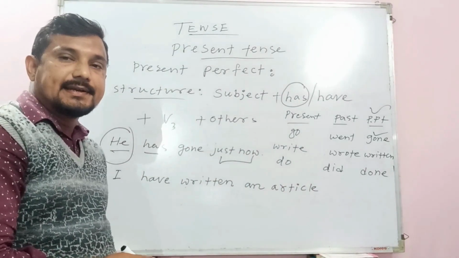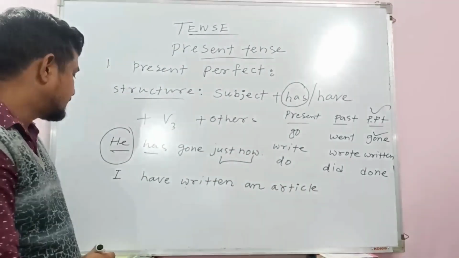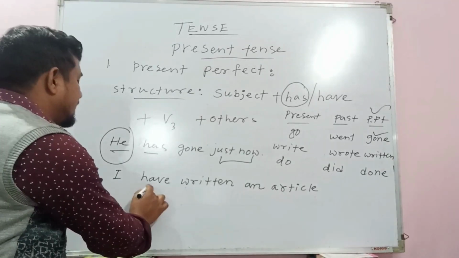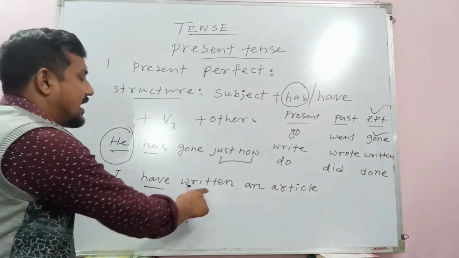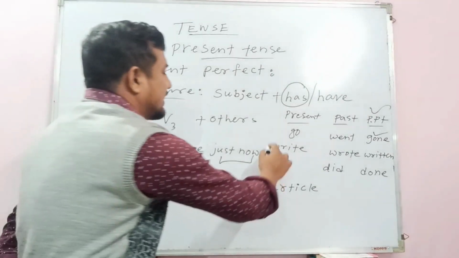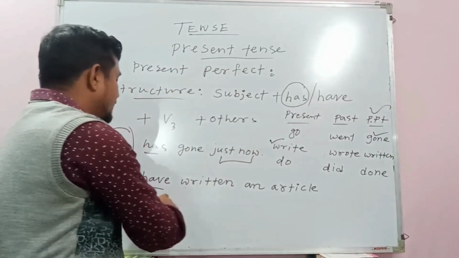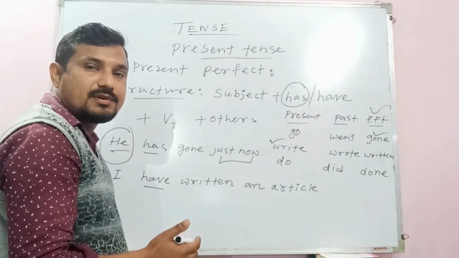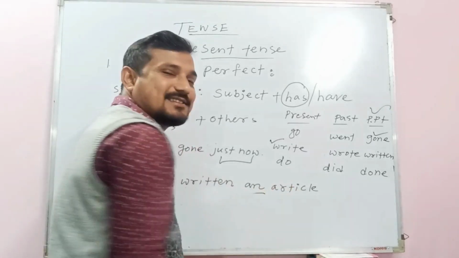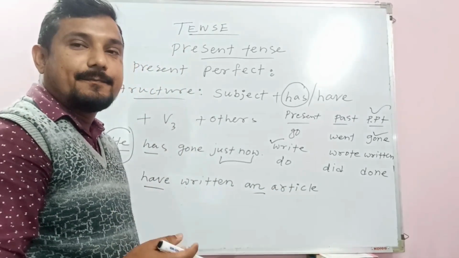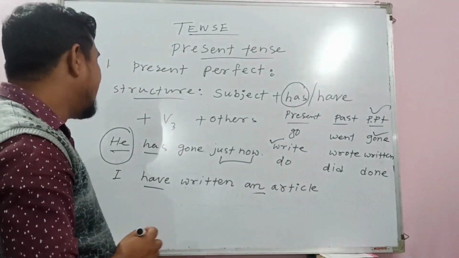I have written an article. Here have is used because the subject is first person, so have is used, and after that the verb write, and the third form of the verb write is used. Write, wrote, written. An article, an is an article, and article is an essay or an essay, etc. I have written an article.